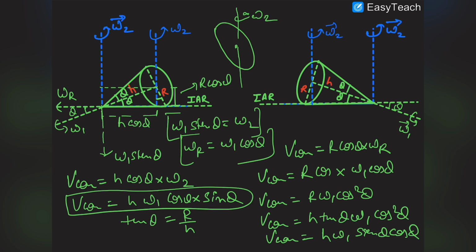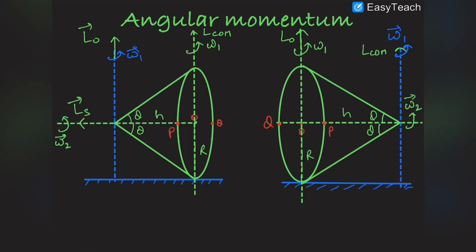Okay, so now let us discuss the angular momentums of these cases. Now you can see that in this case, we have already discussed that there are three kinds of motion which this cone is performing. The first motion is the spin angular motion about this axis.